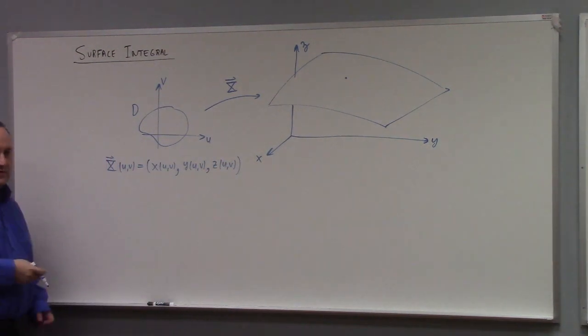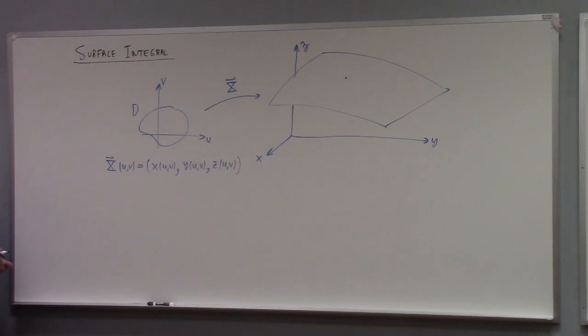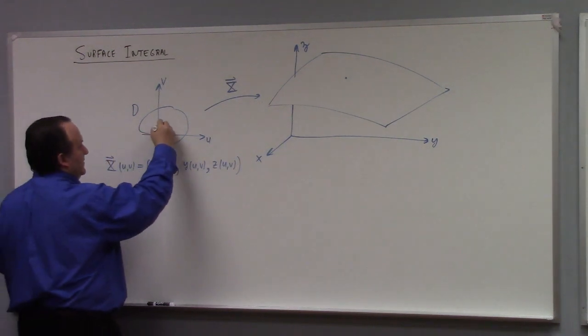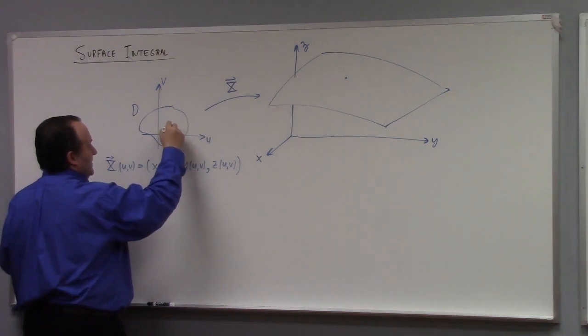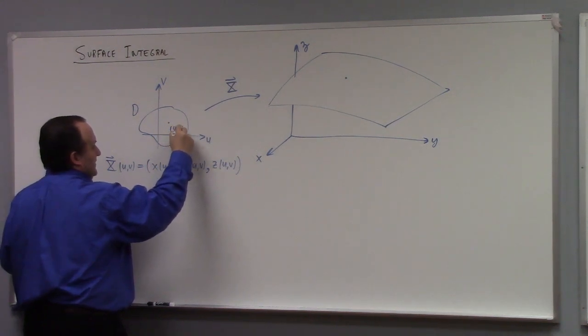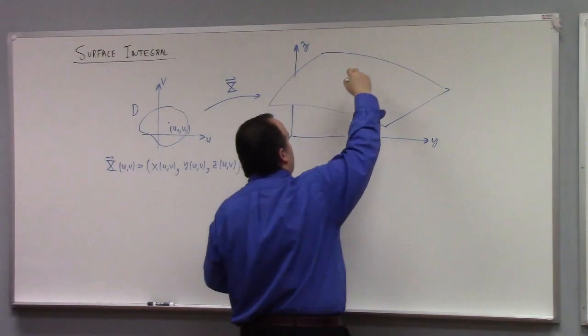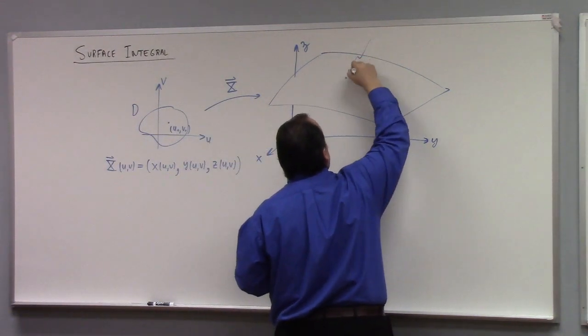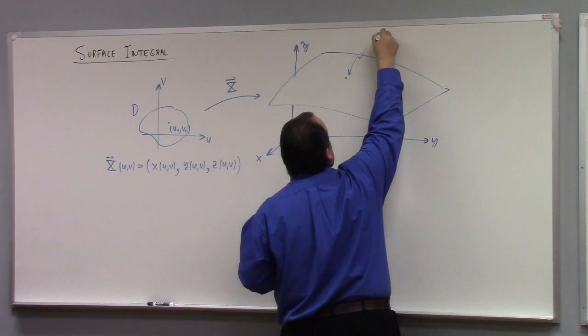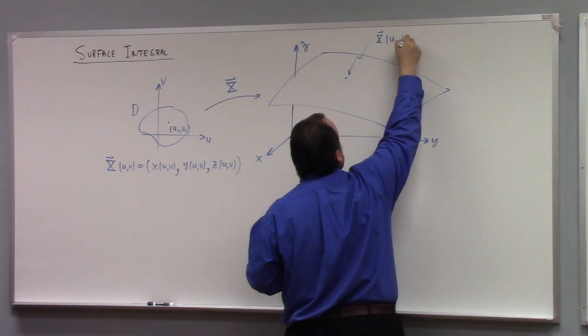It's a parameterization of the surface, right? And as we look at a particular point over here, let's say U naught, V naught, that maps up to a particular point up here, X of U naught, V naught.